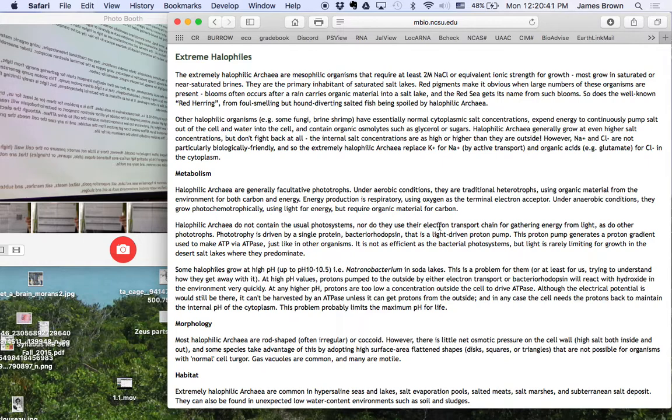But this group of organisms, particularly Halobacterium, are heterotrophs, and they can grow on the salted fish. They are red, pinkish and red. It's because they have some photopigments. We'll talk about that in a minute. And so these fish would start to decay. They turn pink, and they smell really bad.